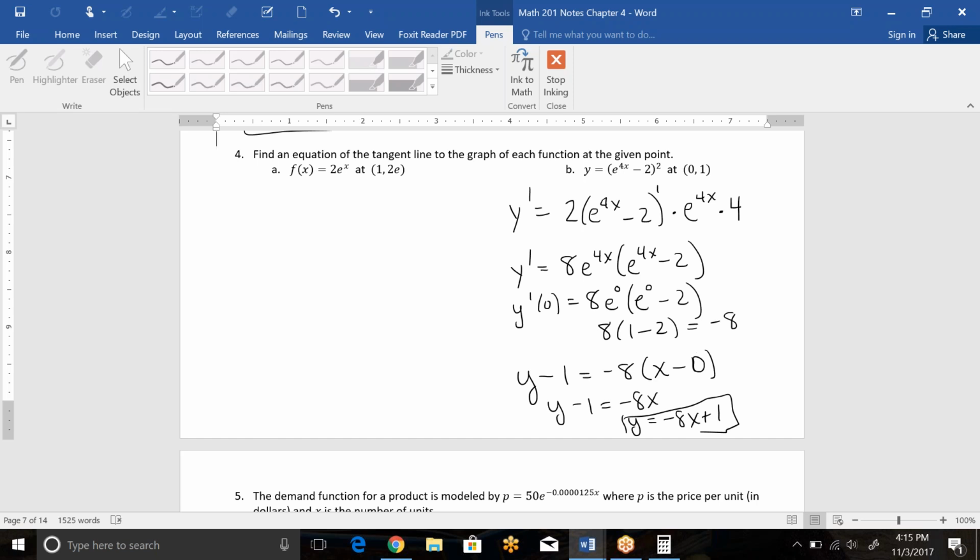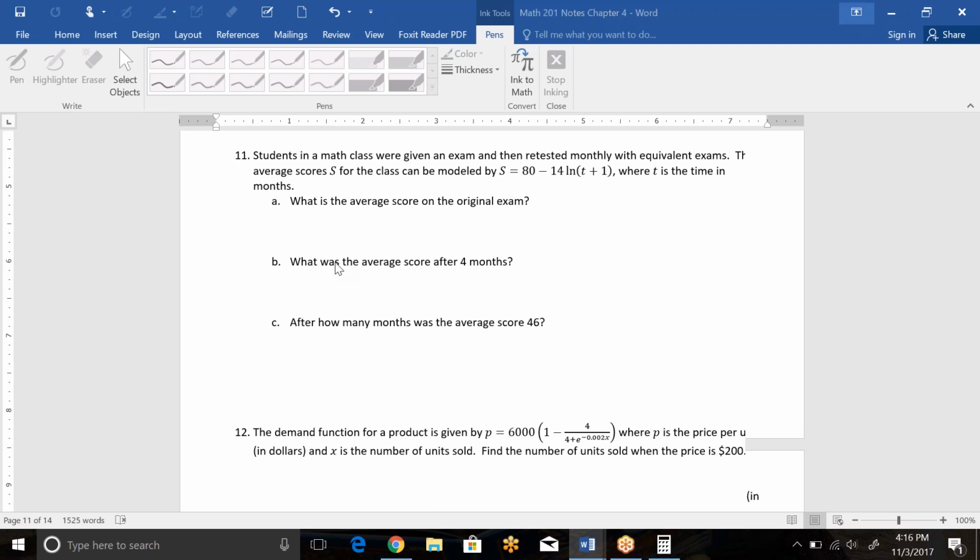Okay, and we did finish the rest of the examples in that section, so that puts us in section 4.4 now. In section 4.4, we pretty much did all of the examples except for the last 2 word problems. So we're looking at number 11.